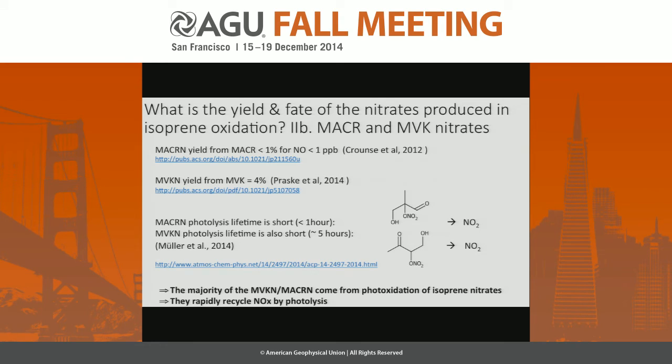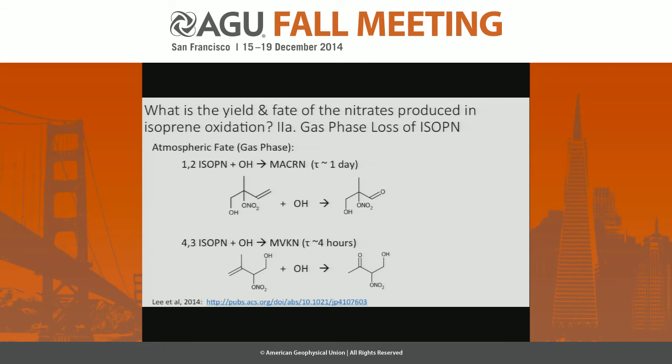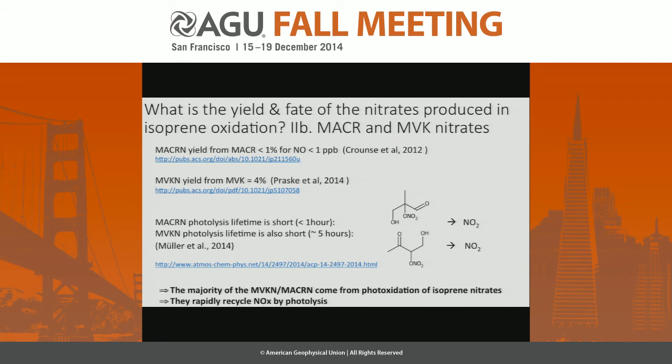The next thing is that these carbonyl nitrates could also come from oxidation of MVK and methacrolein, which are the major oxidation products of isoprene. But in our lab, we've learned actually that these yields are very, very small. Only 4% for the MVK nitrate, and in the atmosphere, less than 1% for methacrolein. And what that means, then, is that these carbonyl nitrates almost all come from the oxidation of the primary nitrates, from those that had come directly from isoprene.